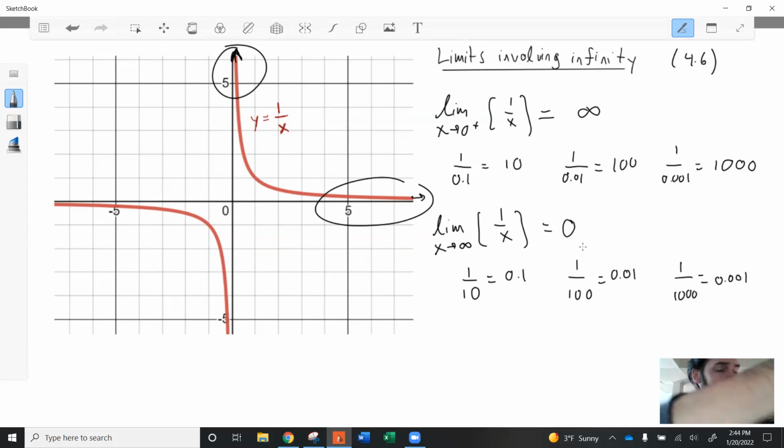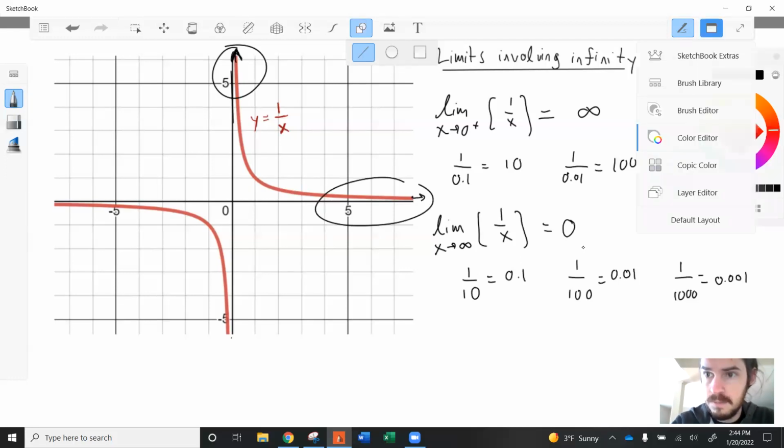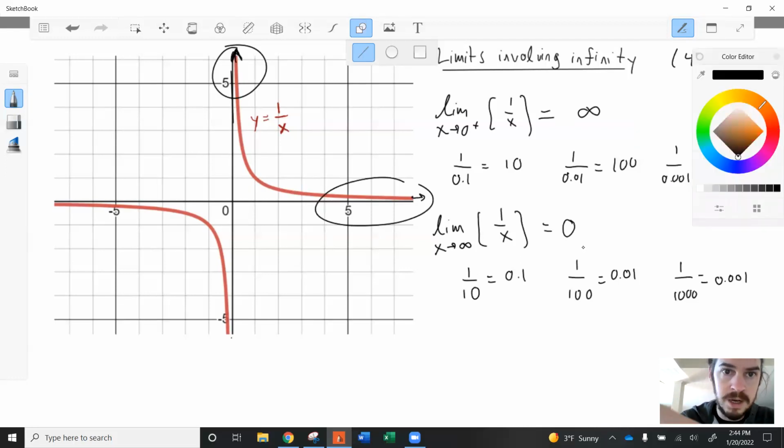Now, this is a function that has both a vertical asymptote and a horizontal asymptote. We have our vertical asymptote here. Here, you know what? Let me switch colors. Use some sort of orange color. Maybe we have a vertical asymptote here at x equals 0.